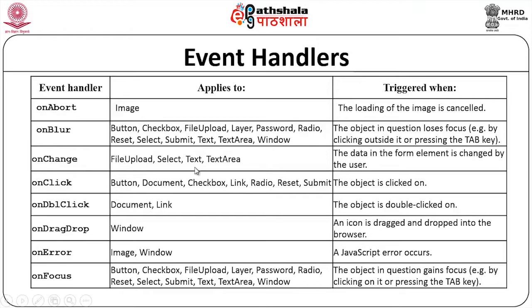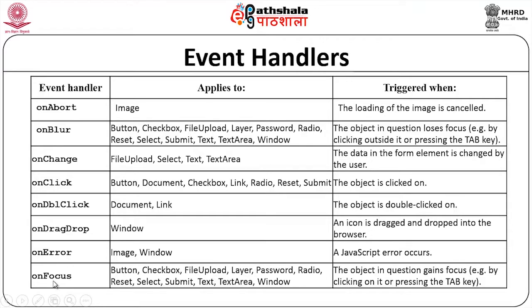onChange is an event handler that applies to text area, file upload or select, and it is triggered when the data in the form element is changed by the user. onClick applies to button, document, checkbox or any of the other form elements. We have seen many examples of this. This event is triggered when the object is clicked on. When you make a double click, the onDblClick event happens. The onDragDrop event is triggered when an icon is dragged and dropped onto the browser. And onError is triggered when a JavaScript error occurs.